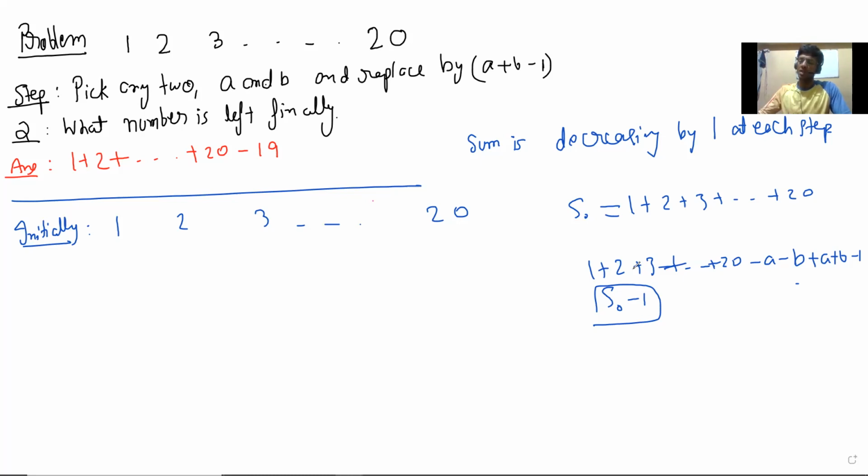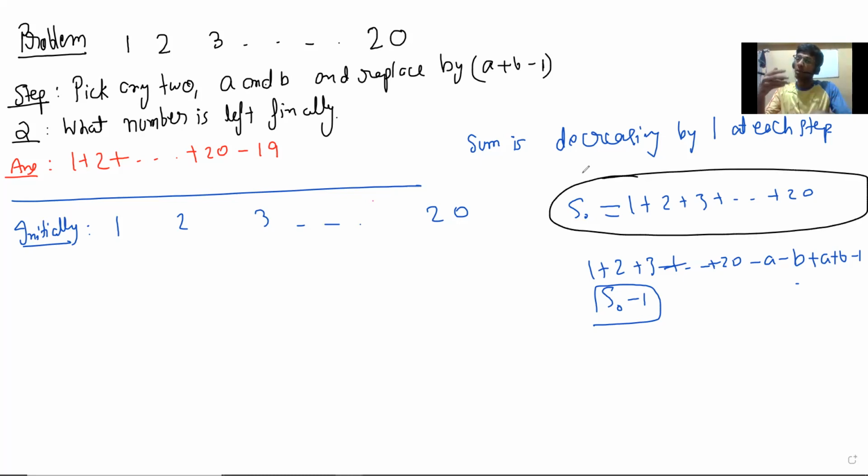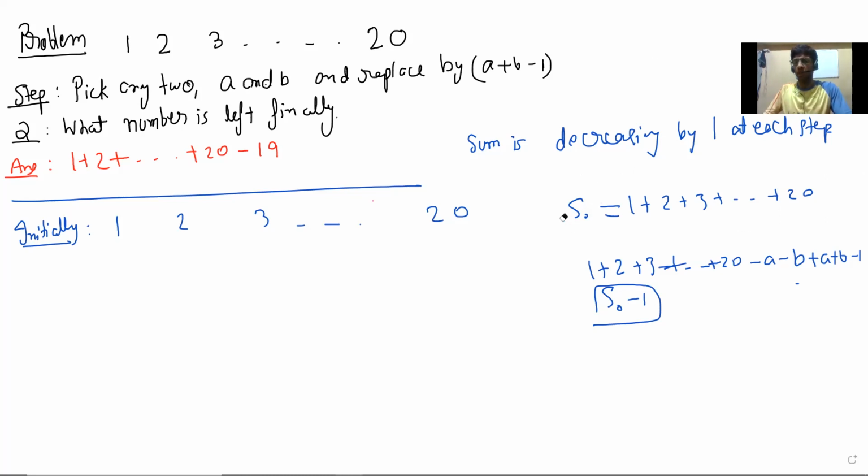So what I have done here is I've constructed an invariant, a mathematical invariant. It's kind of not invariant, it's a monovariant. It is monotonically decreasing, but you understand the fact that it is decreasing by 1 is invariant. So this was simple, but yeah.